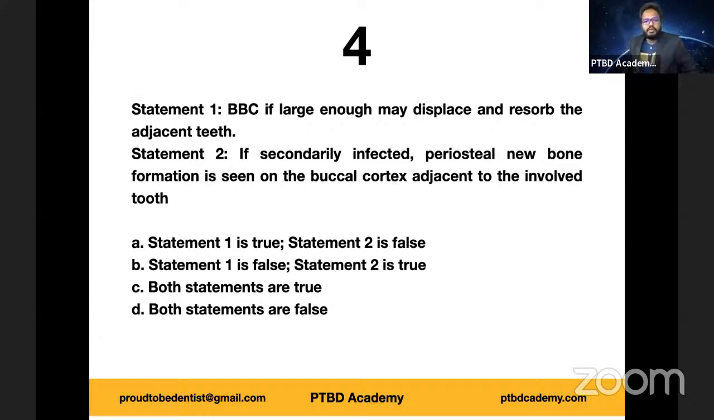So option A, statement one is true, statement two is false. Option B, vice versa. Option C, both statements are true. Option D, both statements are false. So what's your opinion? What do you think? Which statement is right and which statement is wrong?